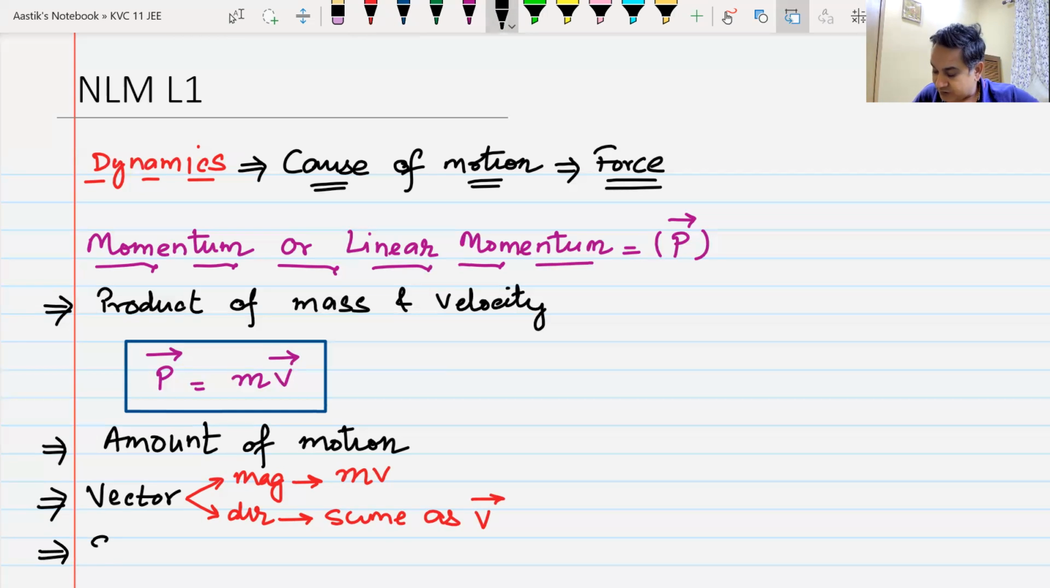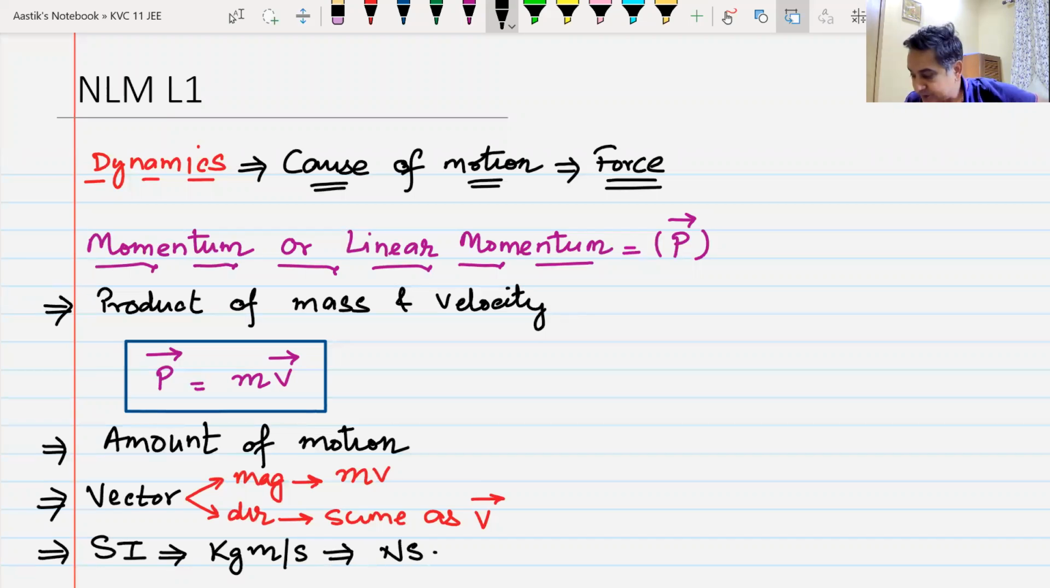What about the SI unit of momentum? It is kg meter per second. Kg meter per second. Sometimes it is also known as Newton second, N s.